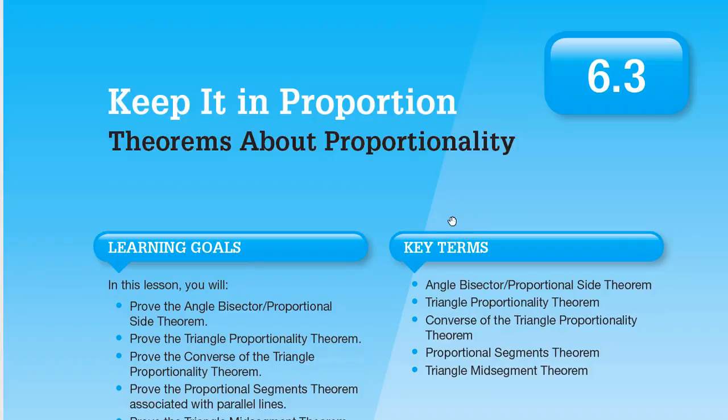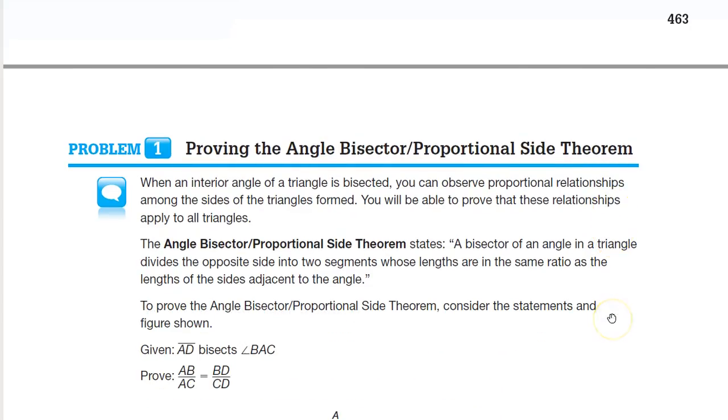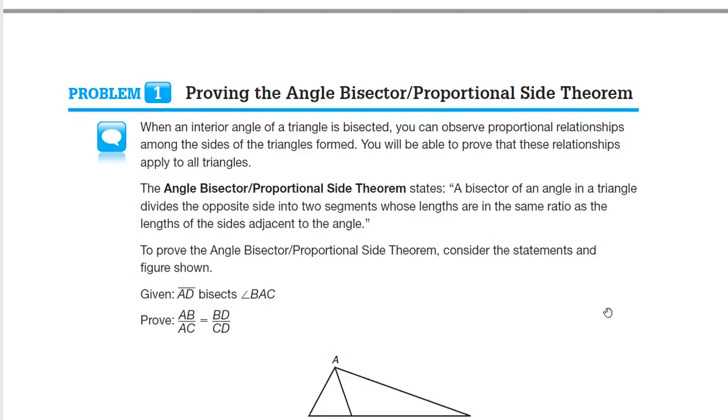So this lesson is essentially a lesson where you are learning about 5 different theorems, and they have to do with similar triangles. And so you see the angle bisector proportional side theorem, a triangle proportionality theorem, the converse of the triangle proportionality theorem, the proportional segments theorem, and the triangle mid-segment theorem. So we're going to go through real quick. Those are the main ideas, is making sure you understand what those theorems actually say and then how they can be used.